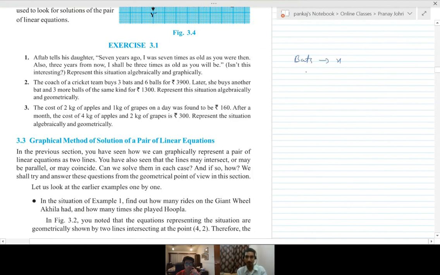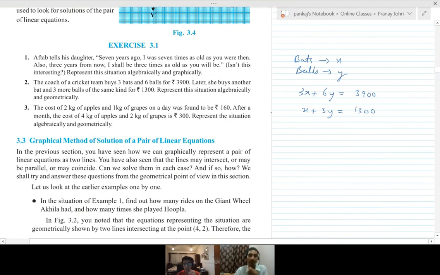So 3x plus 6y is 3,900. And x plus 3y is 1,300. Now we have to find the values of x and y. Okay, for the graph you're saying. Yeah, for the graph.